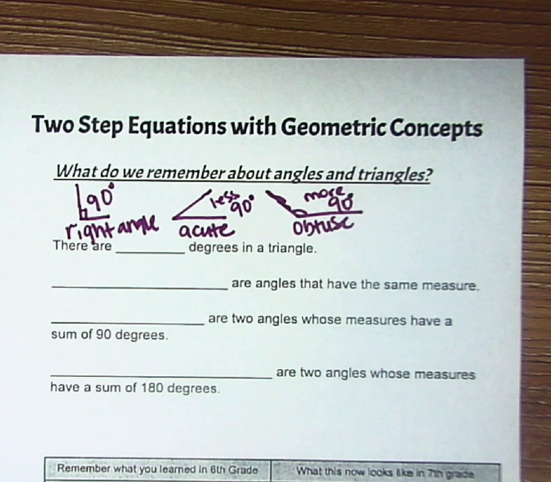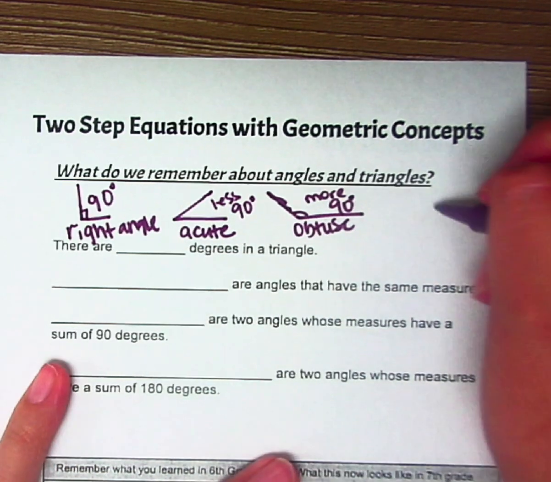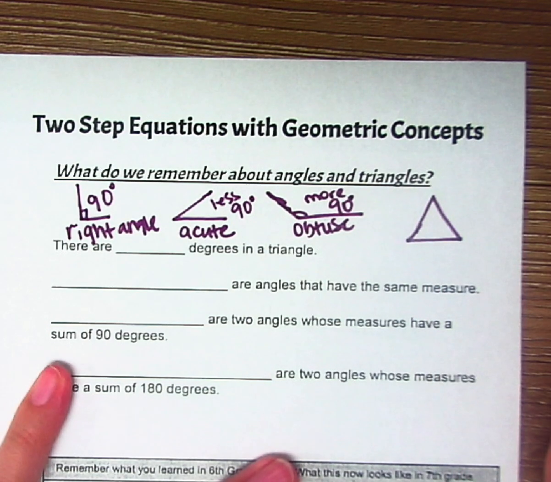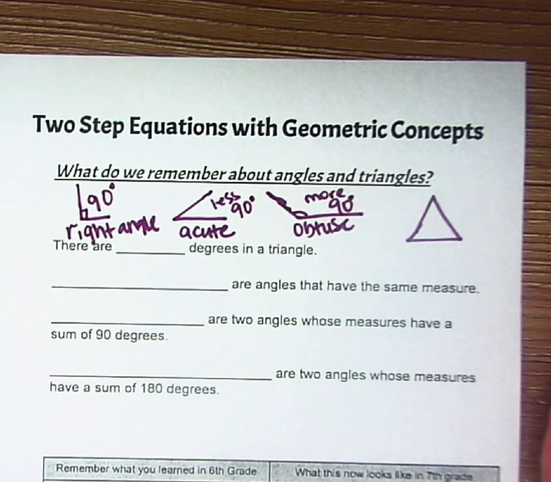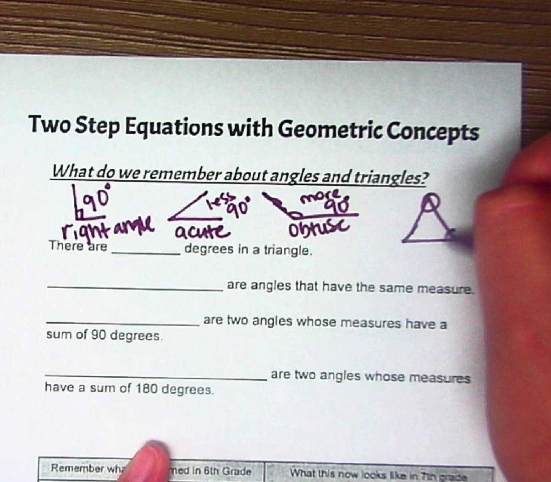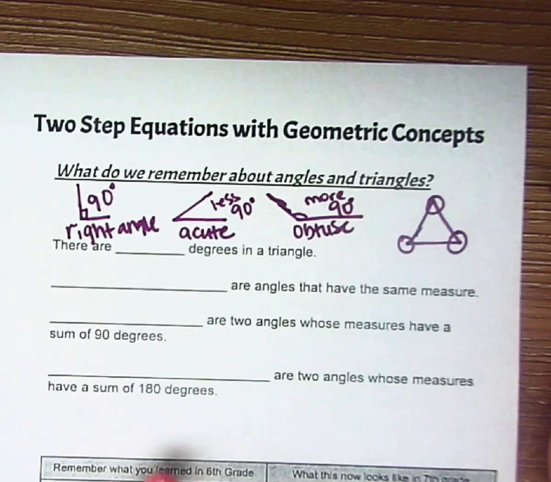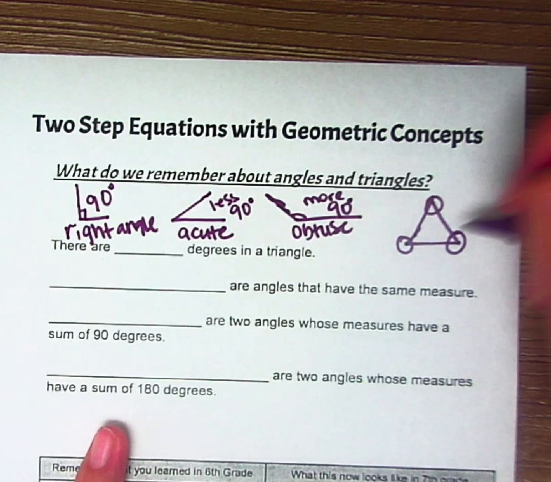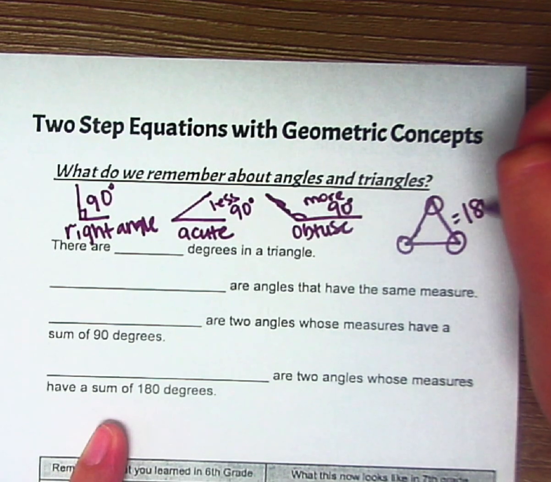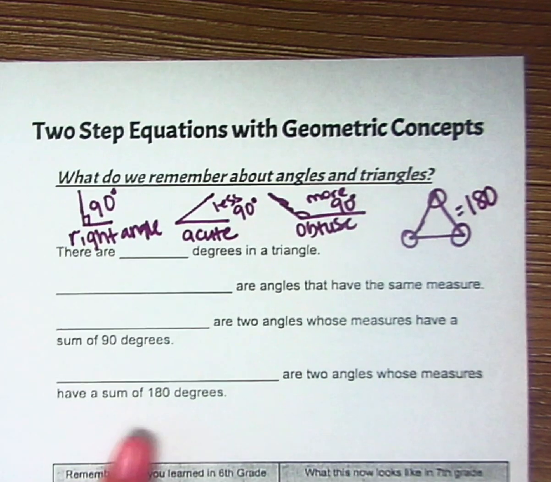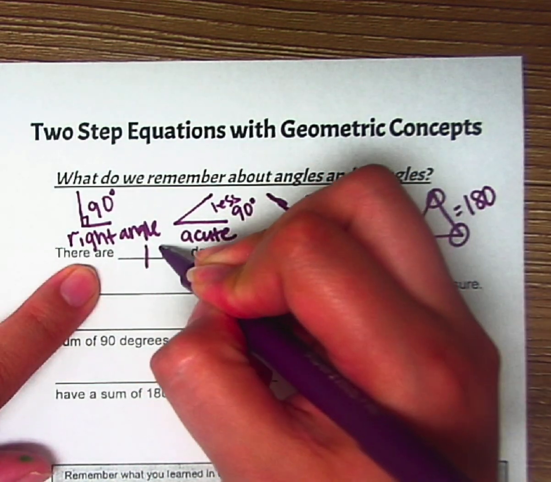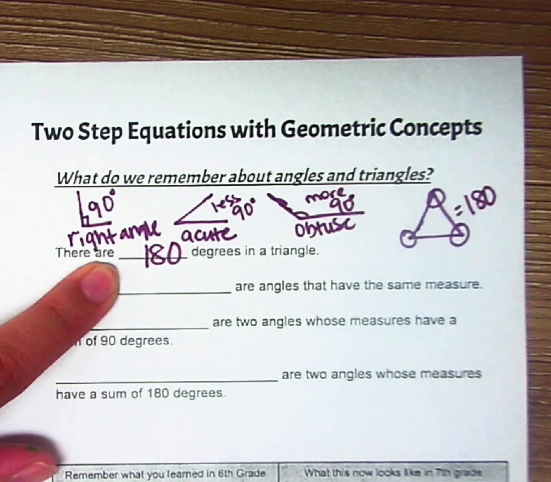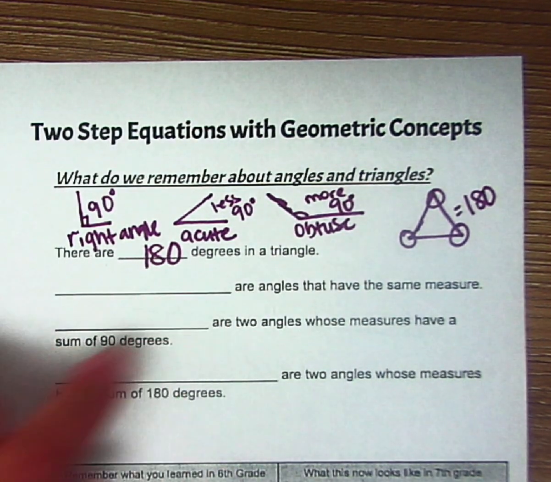We also have triangles. My triangle, it has three angles, right? So it'll be my first angle, second angle, and third angle. And we know that a triangle is equal to 180 degrees. Let's go ahead and write that in here. So there are 180 degrees in a triangle.